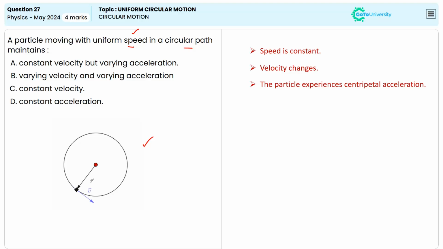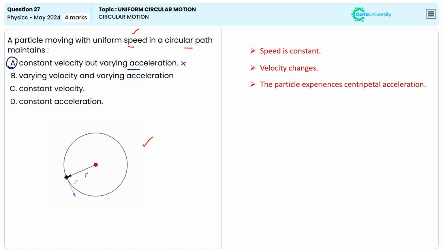Let us check the options given here. Option A is given as constant velocity with varying acceleration. This is incorrect because the velocity will not be constant. It will change based on the direction. So option A will not be the correct answer for this question.